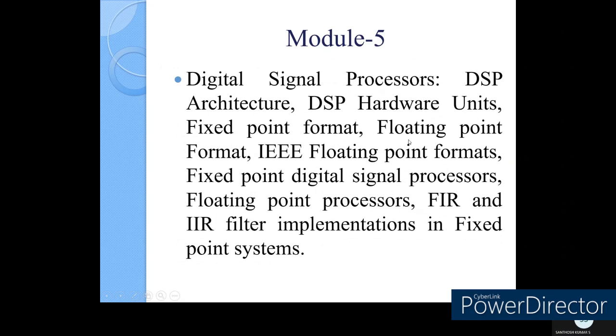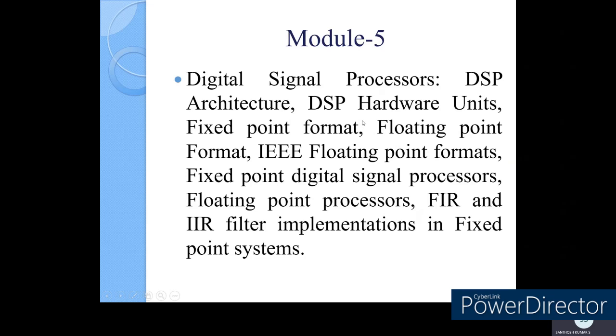Now if we come to module 5, we are going to be exposed to some of the parameters related to digital signal processors. We are going to look into the architecture of the DSP, and some of the hardware units such as the arithmetic and logic unit and the multipliers. We are going to see the different formats of the hardware unit, called fixed point format and floating point format. We are going to look at fixed point digital signal processing, and also consider the design of FIR filters and IIR filters in fixed point systems.